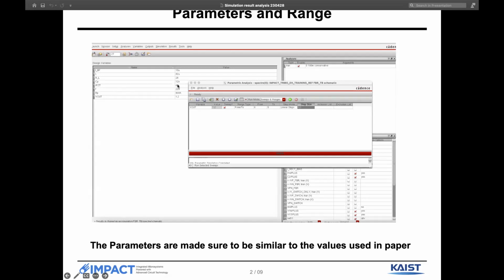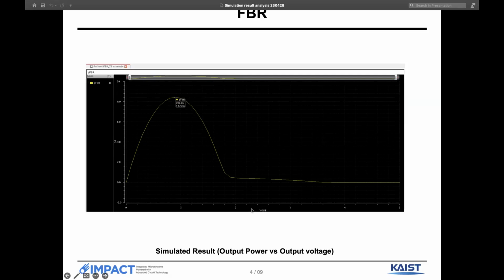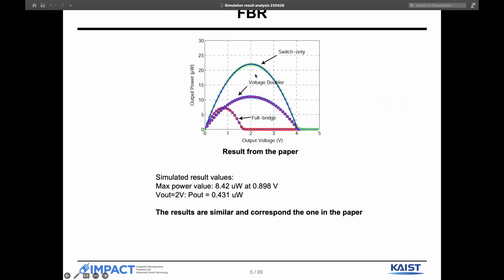Actually, the IPCC will be 40.7 instead of 40. Sorry for this mistake. So for the full bridge rectifier, SBR, this is the graph we get. It's the output voltage versus output power graph, and the point that is mentioned here is the peak, for the highest power. And as you can see, this is the theoretical result obtained in the paper.